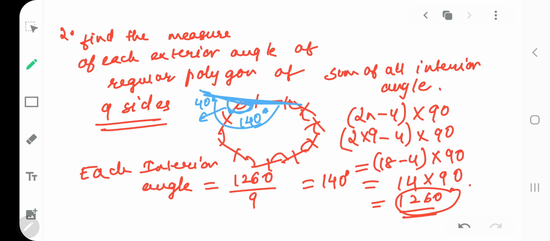Got my point? In the question they have asked to find the measure of each exterior angle. So step number 1 was you have to find the sum of interior angles. Step number 2 was you have to find each interior angle. And step number 3, each interior angle when subtracted from 180, you will get each exterior angle. Clear with the concept?